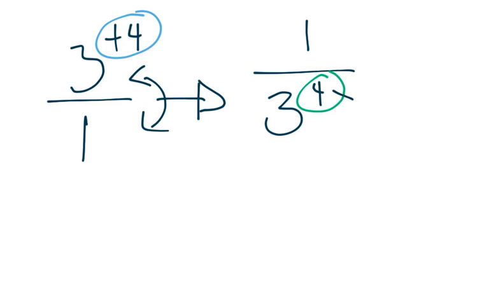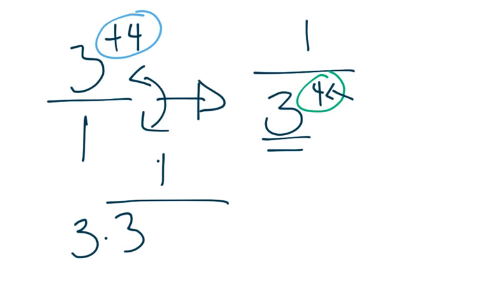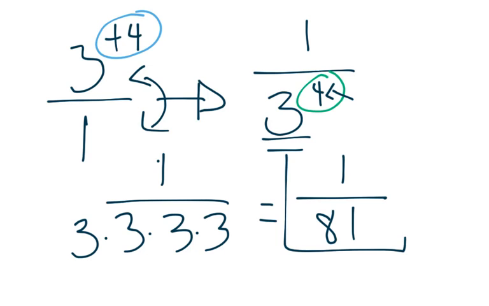Remember, 3 to the 4th is not the same as 3 times 4. What this little number tells you is how many times you're multiplying the big number by itself. So you have 1 over 3 times 3 times 3 times 3, 3 times itself 4 times. So that equals 1 over 81. And this is your answer for standards check 1A.